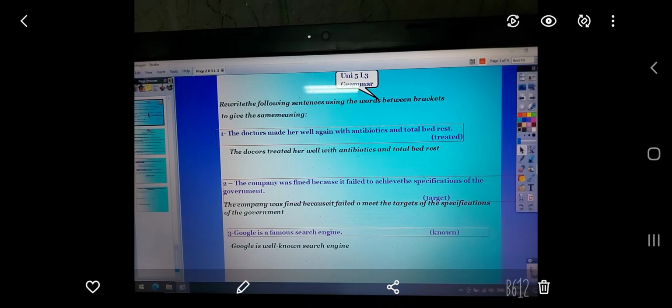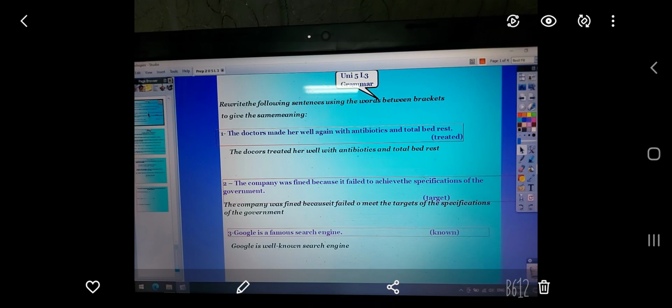Today we are going to talk about Unit 5, Lesson 3, Grammar. Let's begin with our revision. Rewrite the following sentence. Number 1. The doctors made her well again with antibiotics and total bed rest. Use treated. So the right answer is: the doctors treated her well with antibiotics and total bed rest.